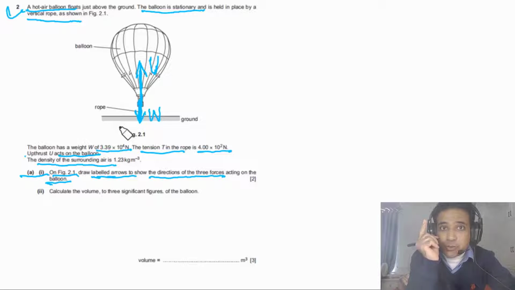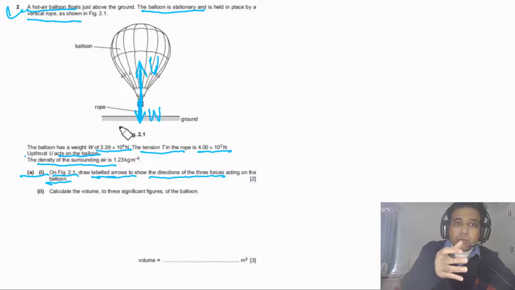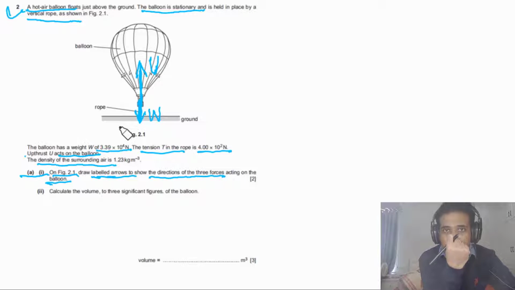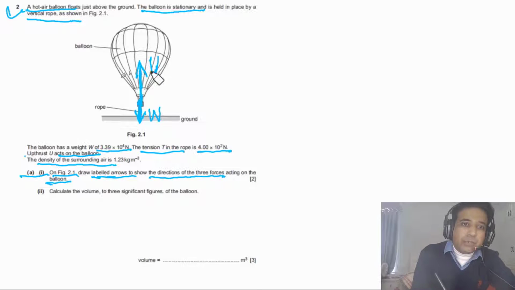Thrust. The third force is the tension. Is the tension up or is the tension down? You need to understand this balloon has a tendency to go up. If there is no string, no rope, it will go up, but now the string is pulling this balloon down, so the tension in the string is down. So we can say this is tension, so the tension is down. This is how you need to draw these three forces.